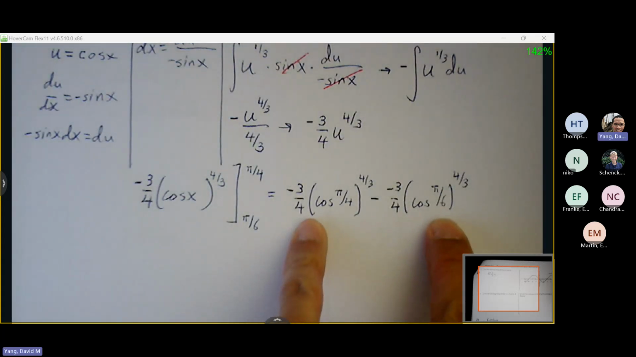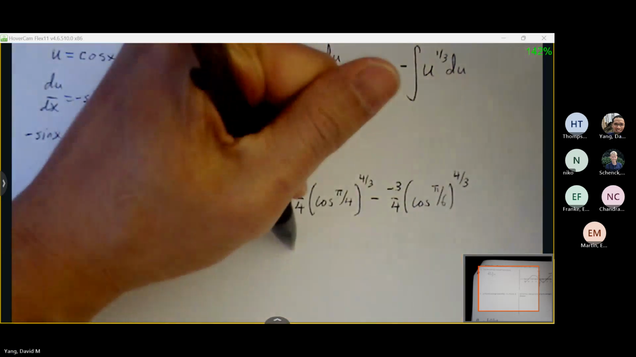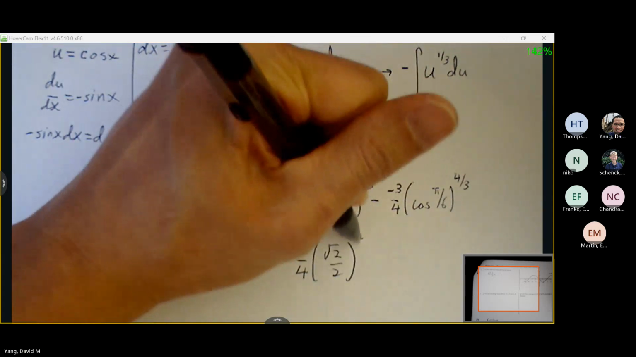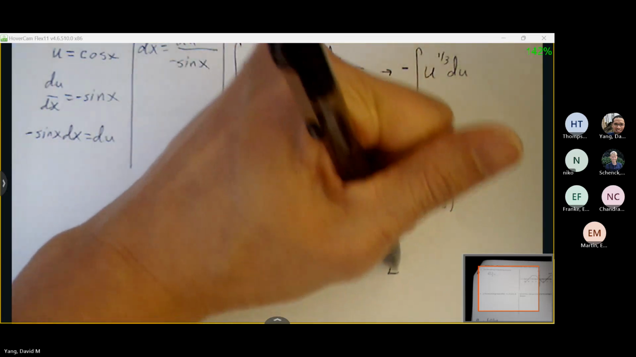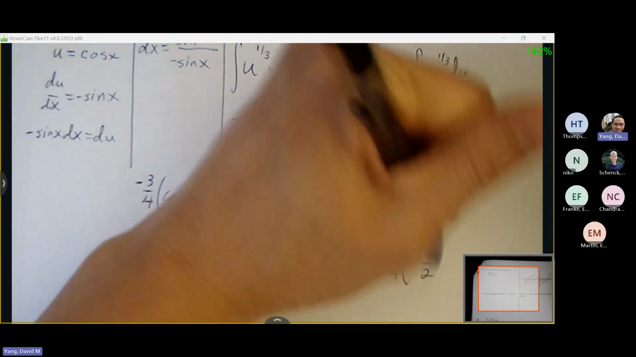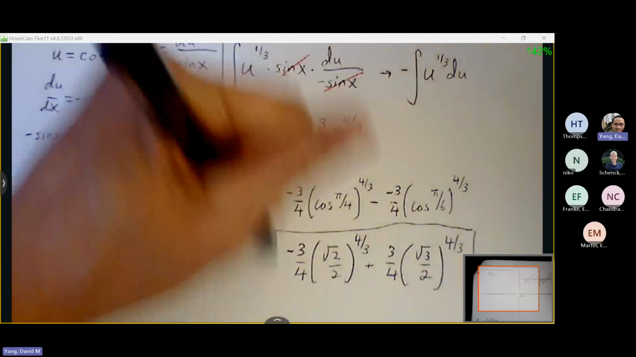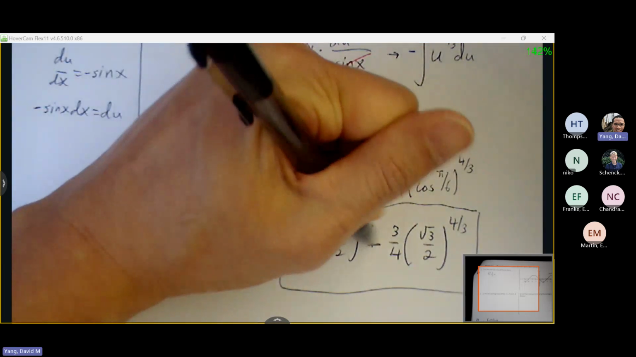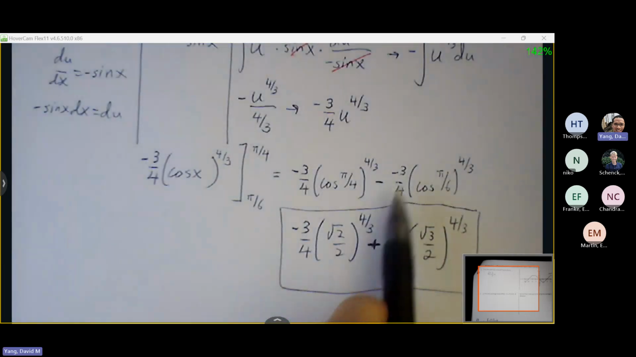Can we leave our answer in this form? Keep going, right? We've got to at least get these down to fractional values, fractional ratios, before we can stop. Okay, cosine of π/4 is √2/2. Cosine of π/6 is √3/2. Now you can stop. This is where you have to get to before you can stop. Oh, sorry, that's a minus sign. Oh, sorry, plus sign, because of the two negatives.